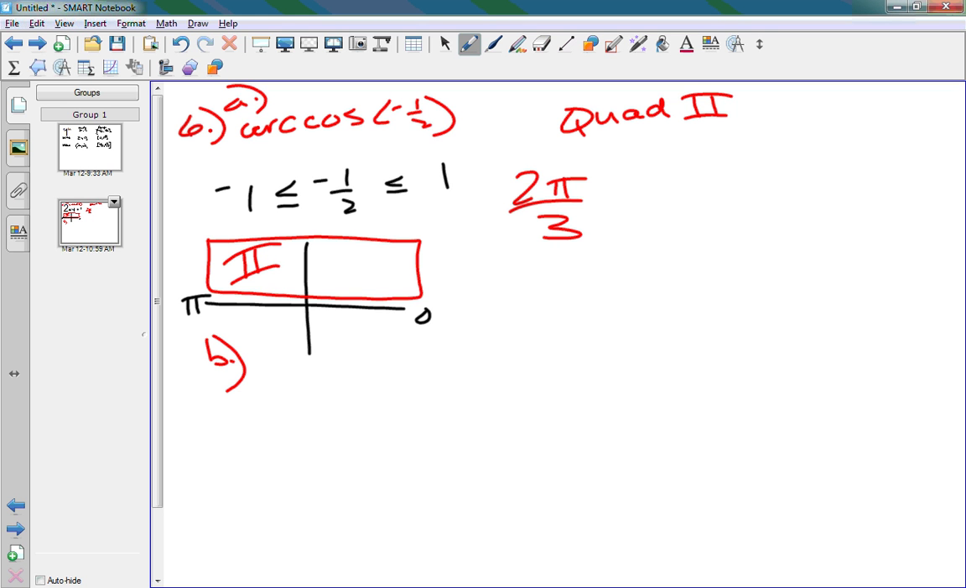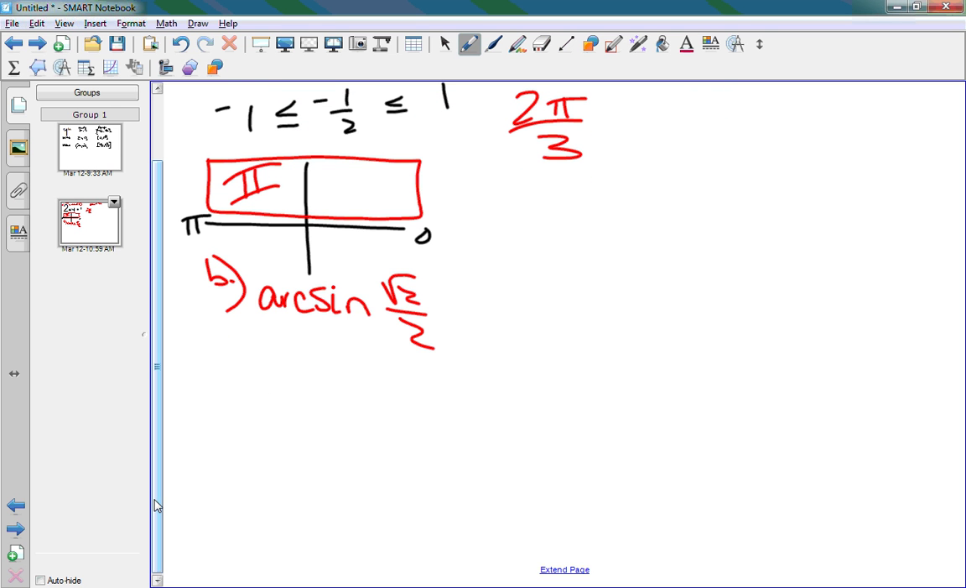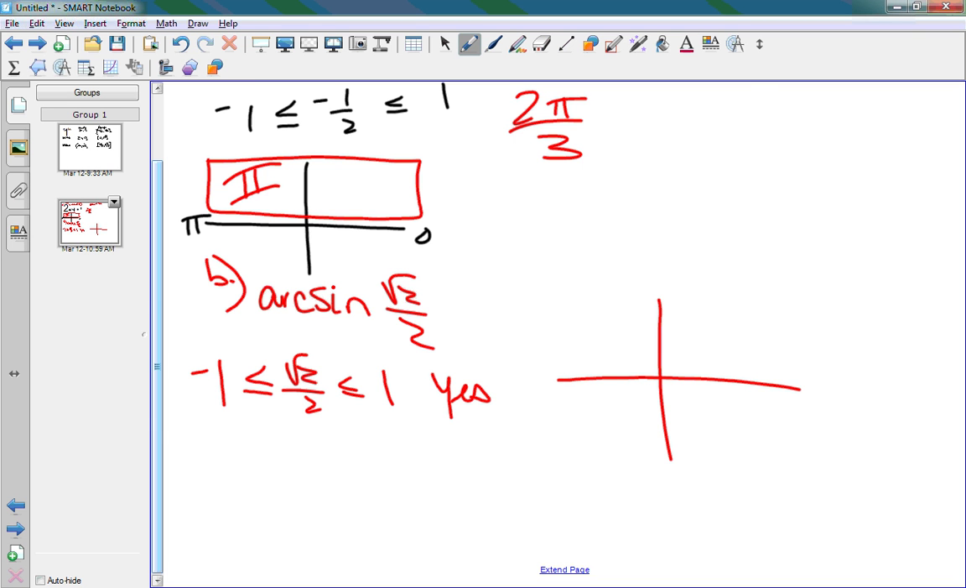B says to do the arc sine of the square root of 2 over 2. Well, again, if I'm doing the arc sine, what do we know about that? Is the square root of 2 over 2 in between -1 and 1? Yes. If you don't know, you need to go ahead and type it in your calculator. Yes, it's in there, so I know it's in my domain. So now I need to think quadrant. Well, what is the range of arc sine?